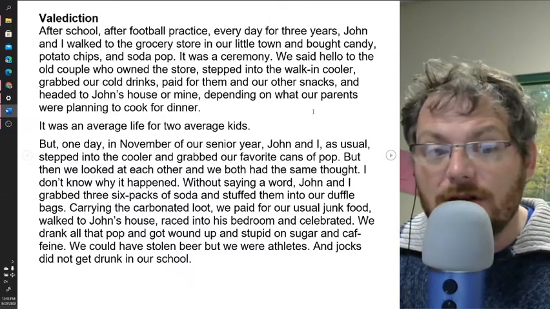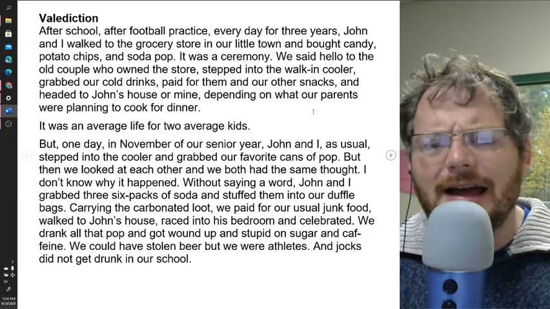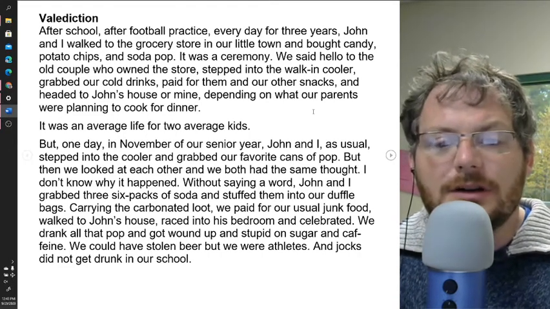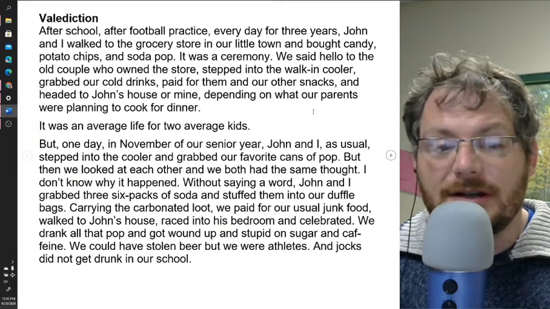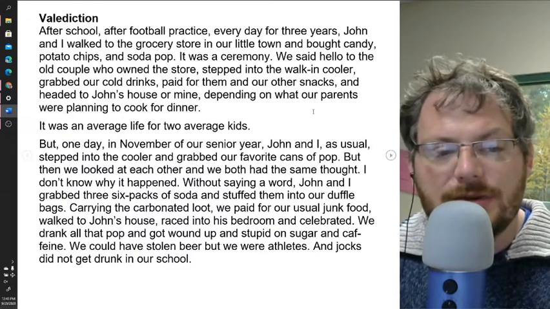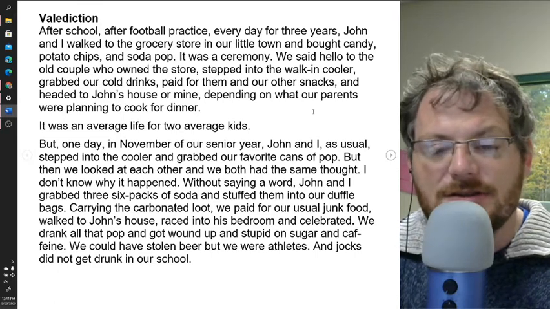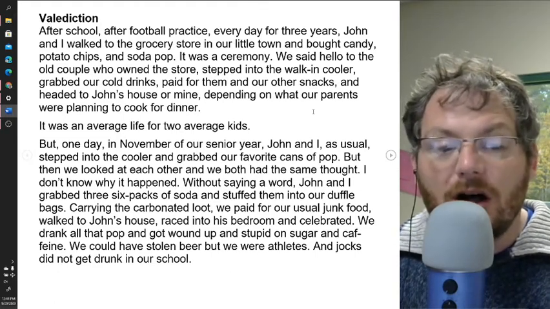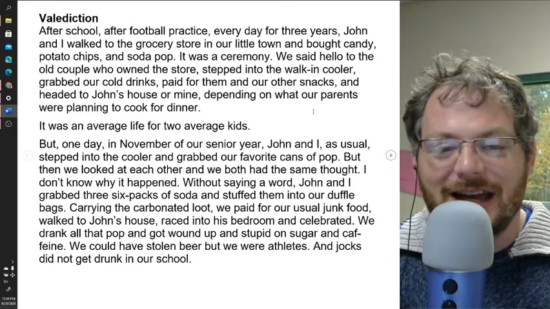But then we looked at each other and we both had the same thought. I don't know why it happened. Without saying a word, John and I grabbed 3 6-packs of soda and stuffed them into our duffel bags. Carrying the carbonated loot, we paid for our usual junk food, walked to John's house, raced into his bedroom, and celebrated. We drank all that pop and got wound up and stupid on sugar and caffeine.